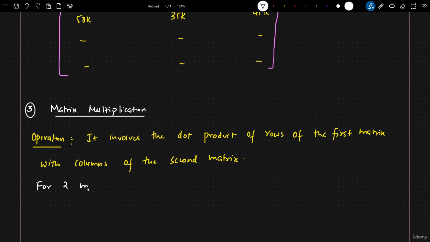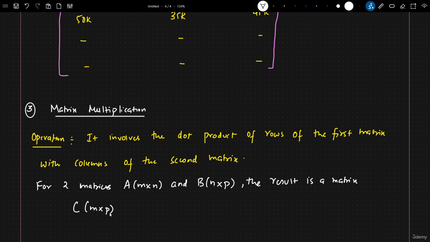For two matrices, A with dimension M cross N, and B, where I'm going to write the dimension as N cross P, if I multiply these two matrices, the result is a matrix C. C will be the resultant, and here the dimension will be M cross P. Now here you can see M cross N, when we are doing a dot operation with the B matrix, N cross P, you'll see this N should always be common, right?